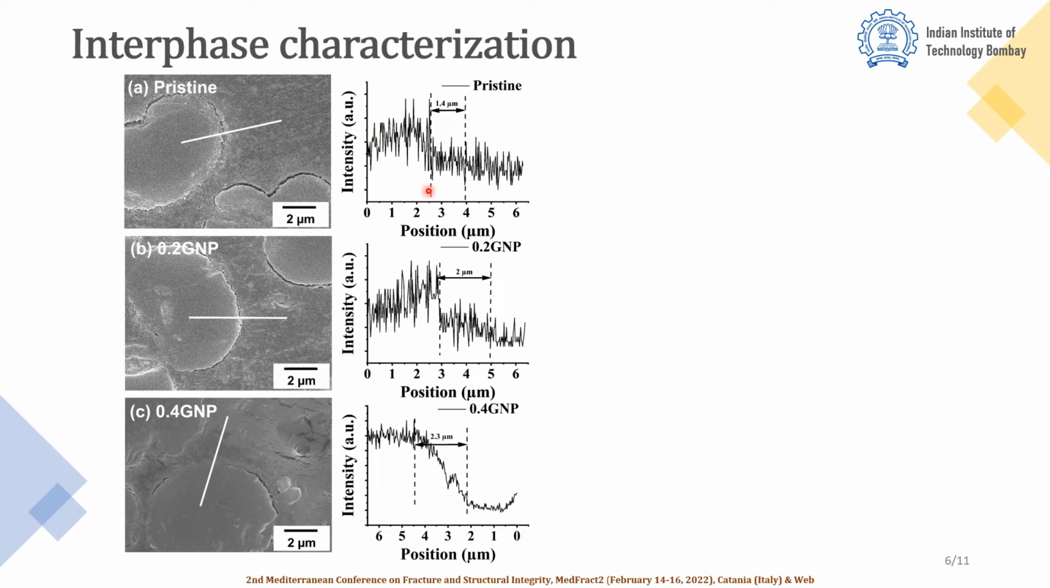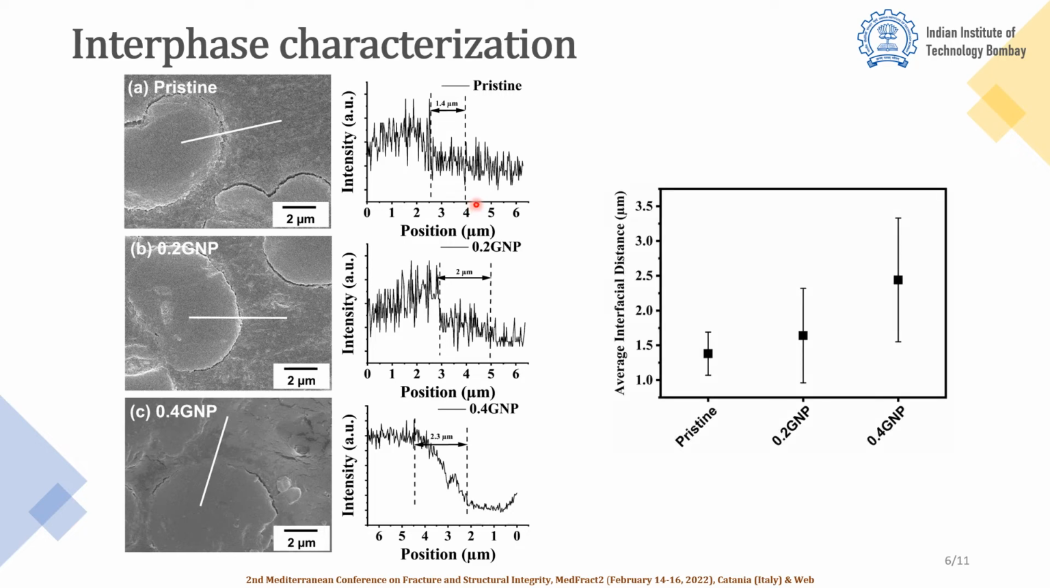A gradual decrease of carbon elements towards the epoxy evidences the formation of an interface between the epoxy and the fiber. This gradual change in carbon element with respect to the position was measured for 8 different scans for each condition. The average length of the interface for each laminate is plotted in this figure. The average thickness of the interface is highest in the case of the 0.4 GNP laminate.